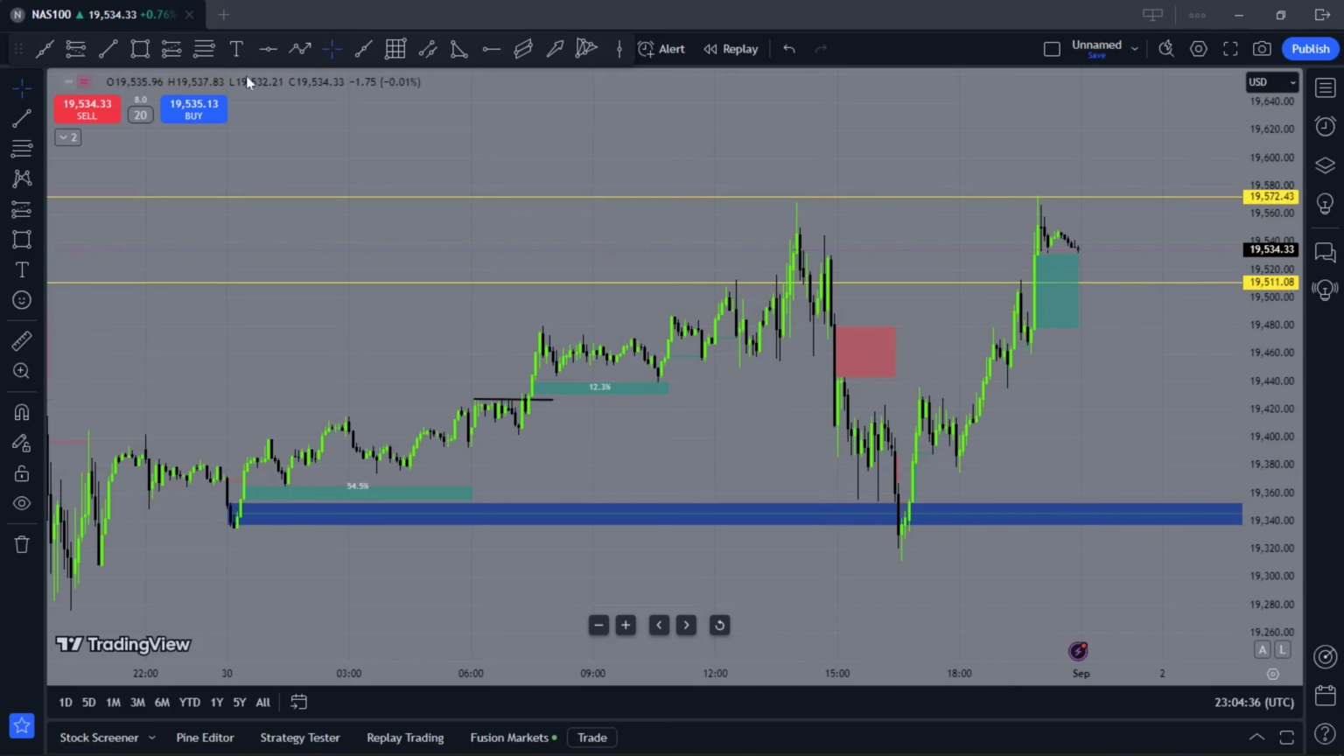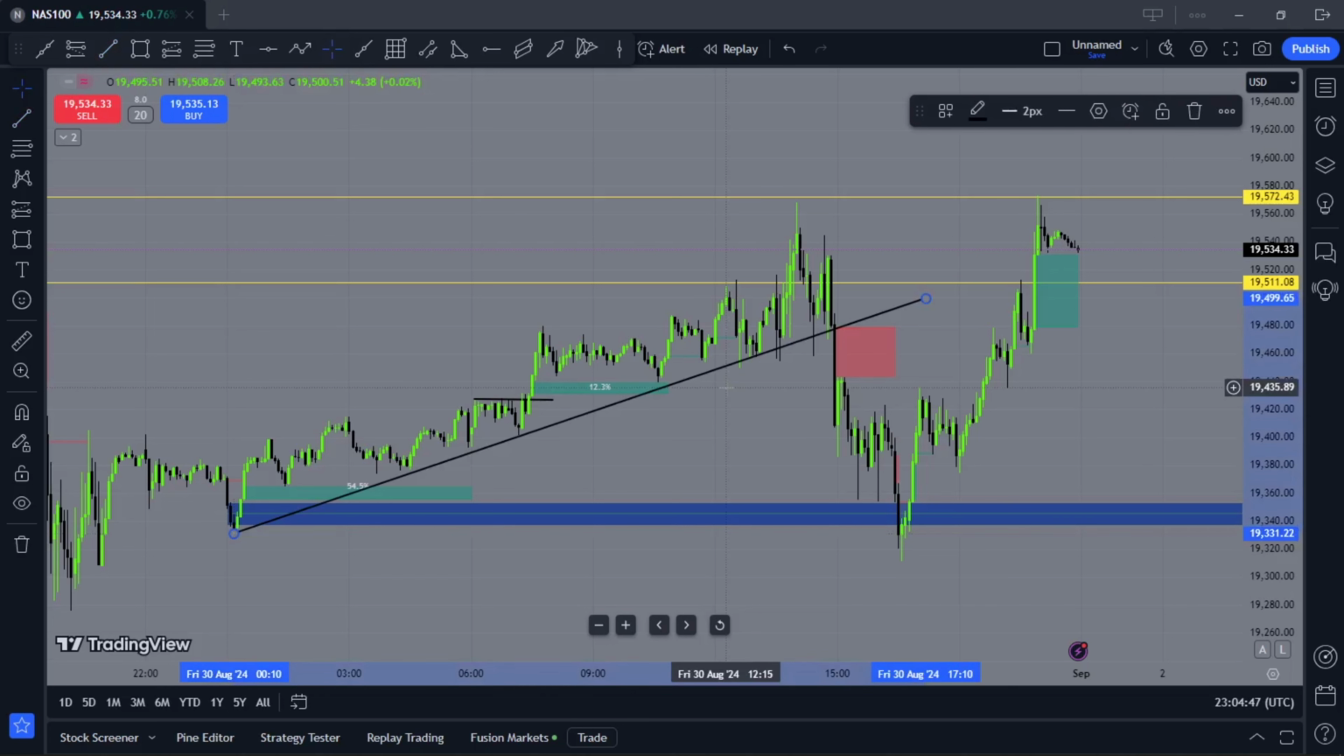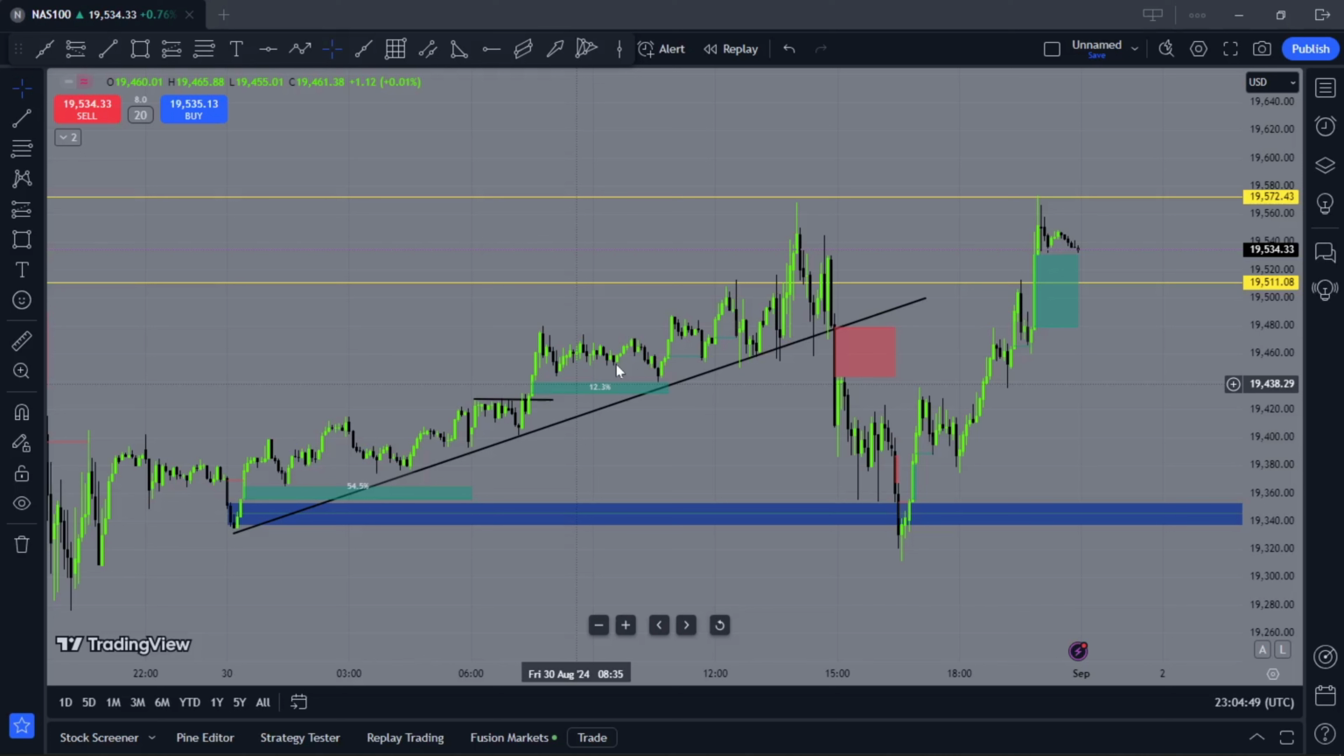So I drew my trend line. Looking at this, we had a very nice trend line, right? This was a very nice trend line, and price was respecting it a lot. I mean, just look at it. Price was respecting this trend line. So when this trend line is broken and there's a fair value gap here, I'm entering into the trade. Do you understand?